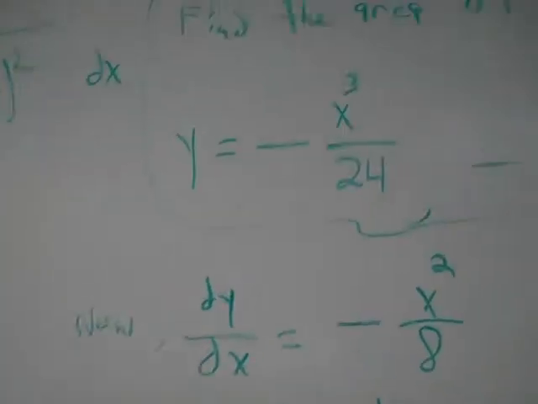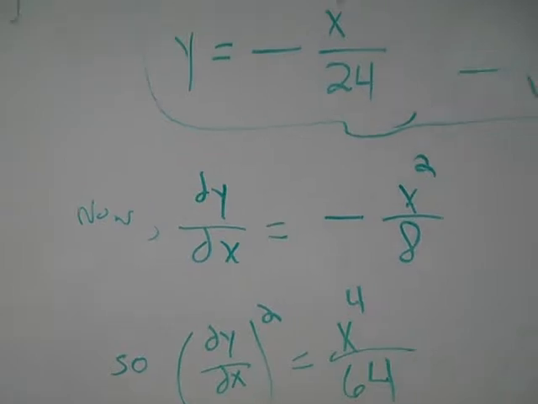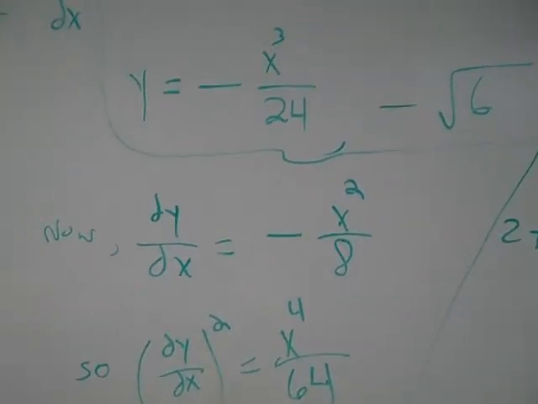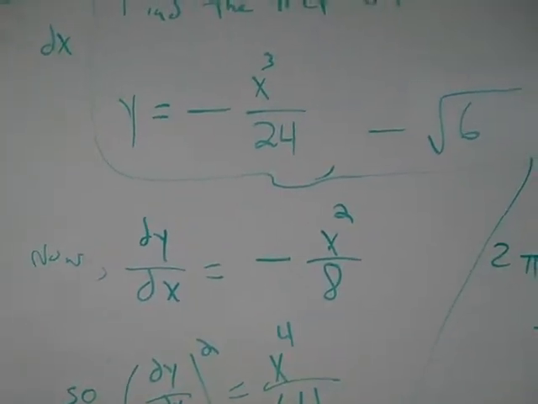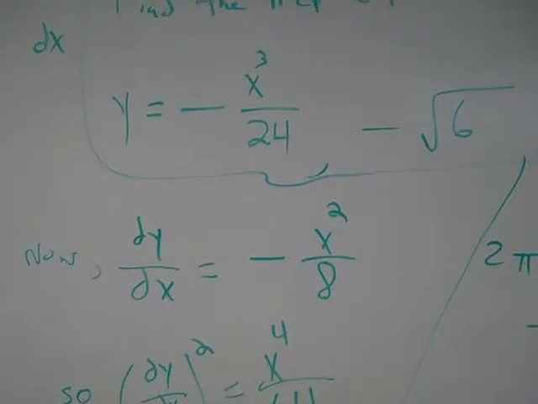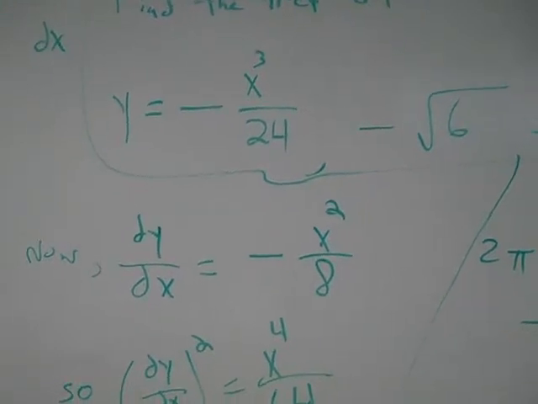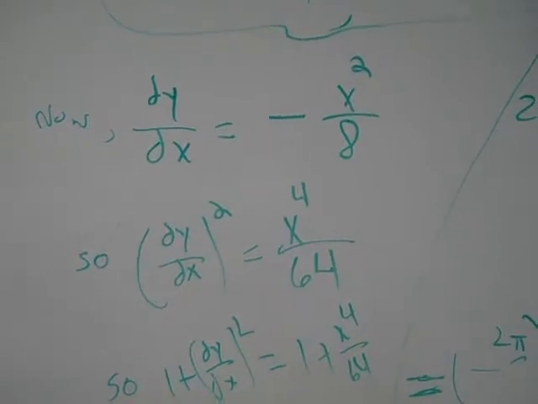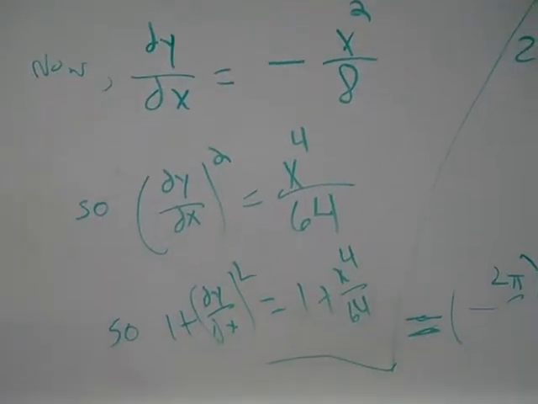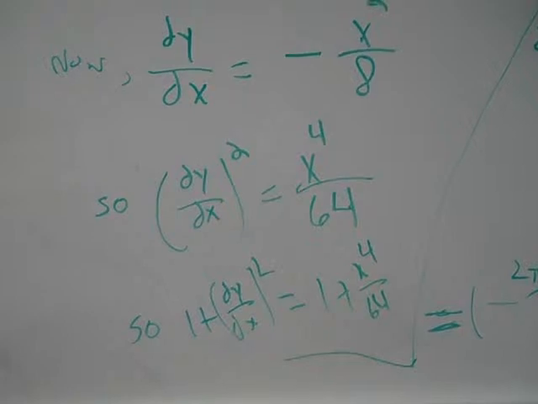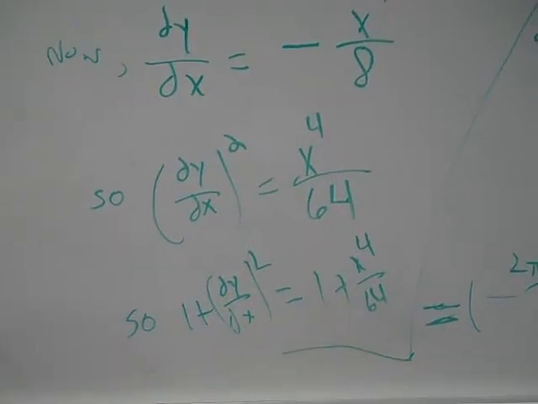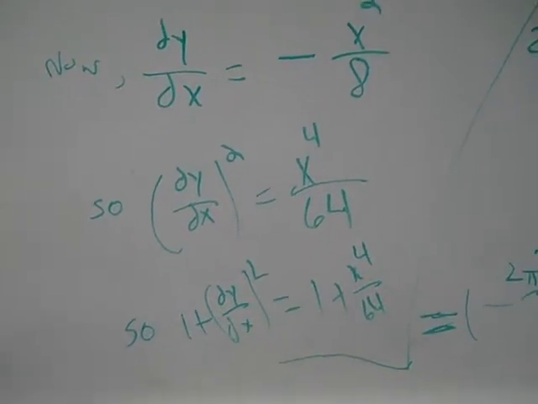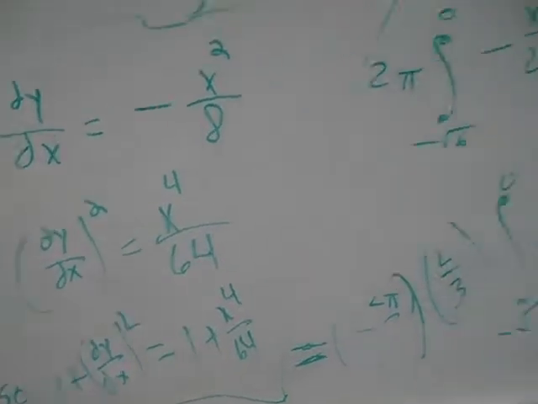dy by dx, we just do the power rule, and after reducing the fraction, it was originally negative 3x squared over 24, but that reduces to negative x squared over 8. And you'll need to square that. The negative just squares away. You get x to the 4th over 64. Add 1 to that, so it's 1 plus x to the 4th over 64.